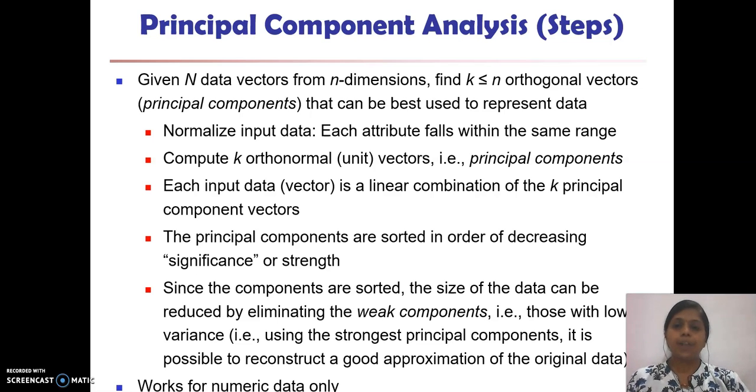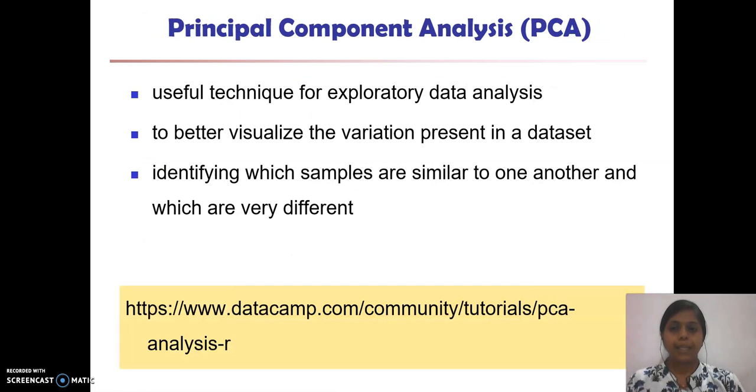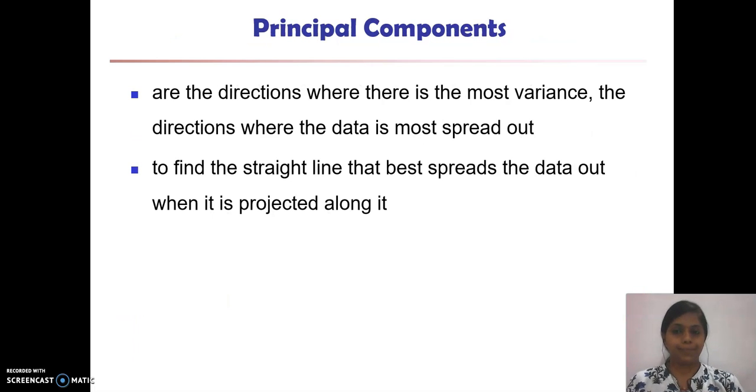Since the components are ordered in descending order, the size of the data can be reduced by eliminating the weak components. Those with low variance can be neglected so that the data size can be reduced. It's a useful technique for exploratory data analysis, to better visualize the variation present in the dataset and identify which samples are similar to one another. The principal components are the directions where there is the most variance.